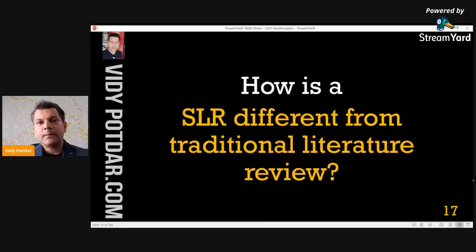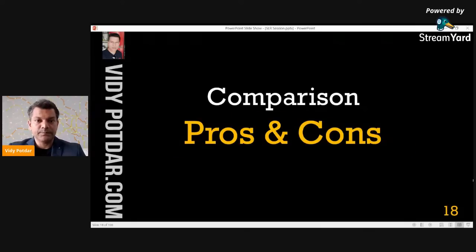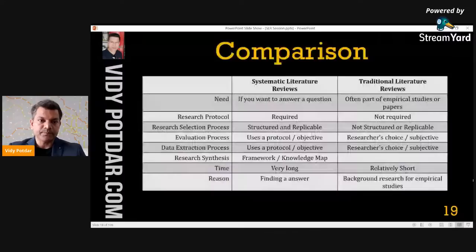So one thing that many researchers ask me is, how is a systematic review or an SLR different from the traditional literature review that we do? On that aspect, fundamentally there are many differences between a systematic review and a traditional review. So I've made a table here to show you this difference.